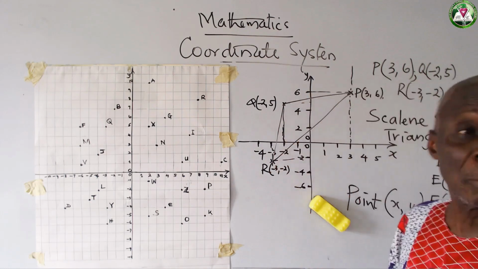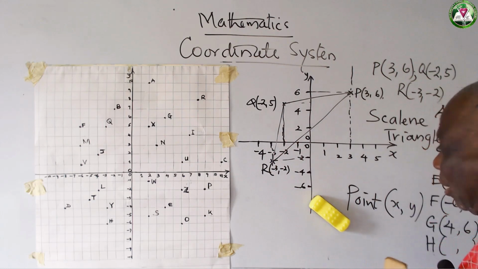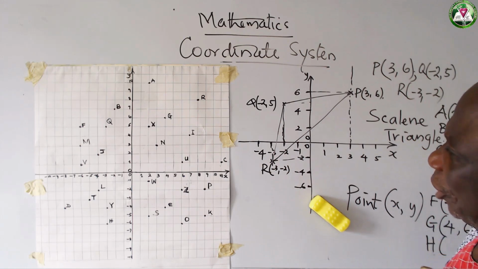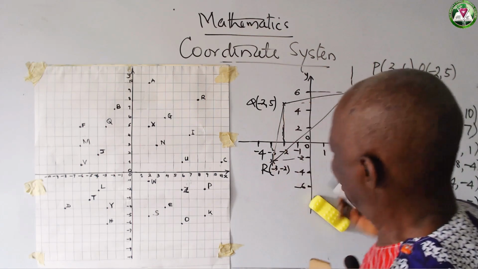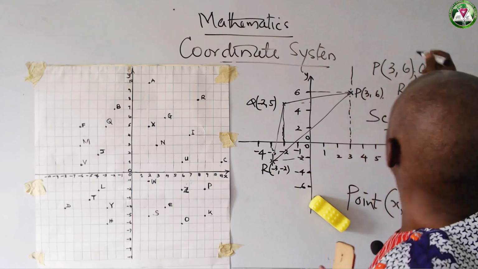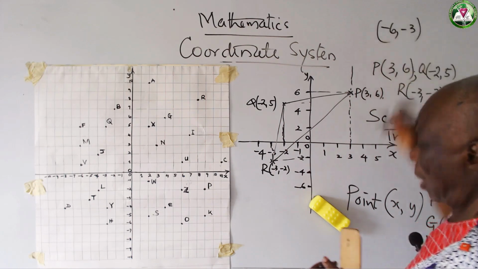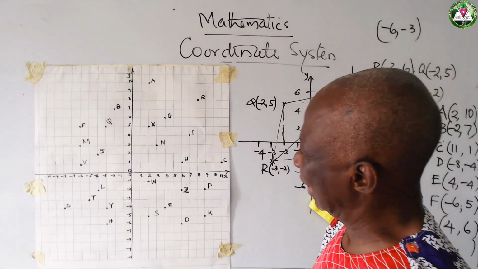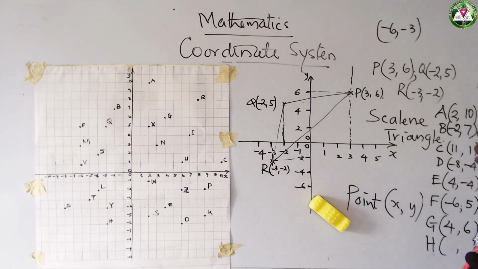Now, I'm going to write something. Don't talk. After that, you tell me whether that will be the coordinate of H. I'm writing the coordinate of H. I'm writing it as H minus 6, minus 3. Remember, it is the place where both of them are minus. Both X and Y are minus. Am I correct in what I wrote as the coordinates of H?